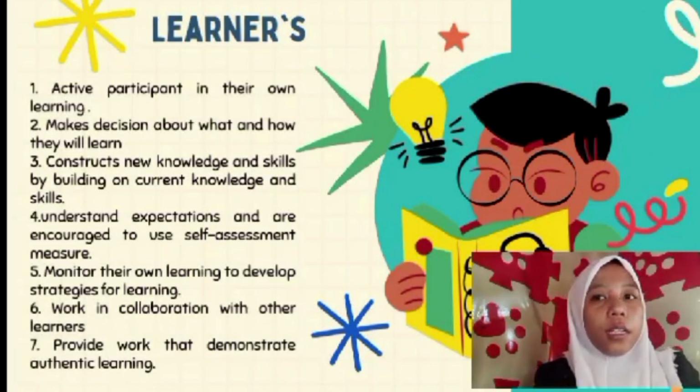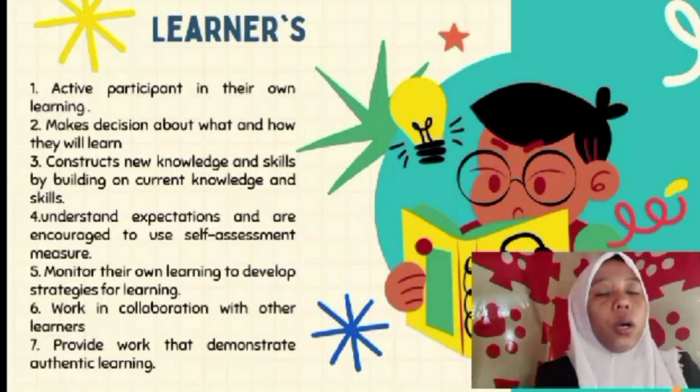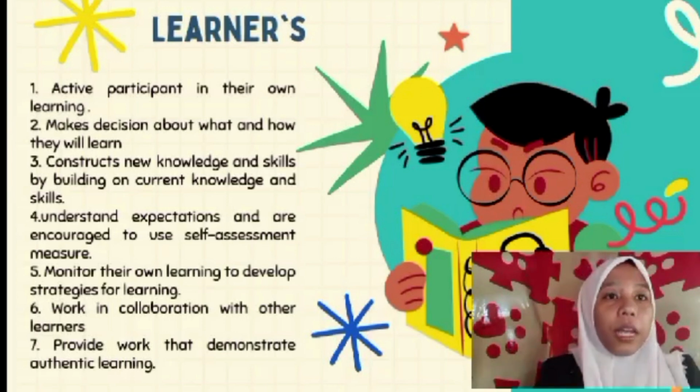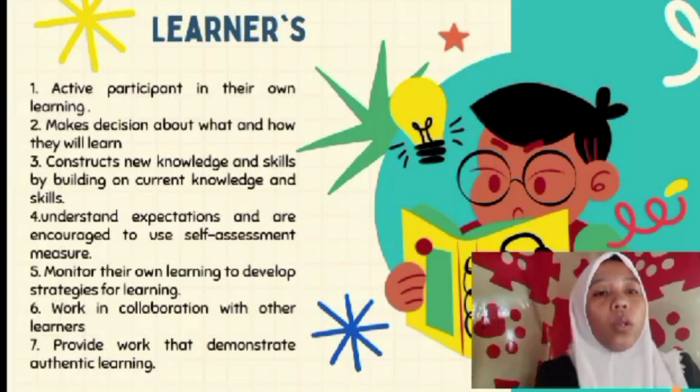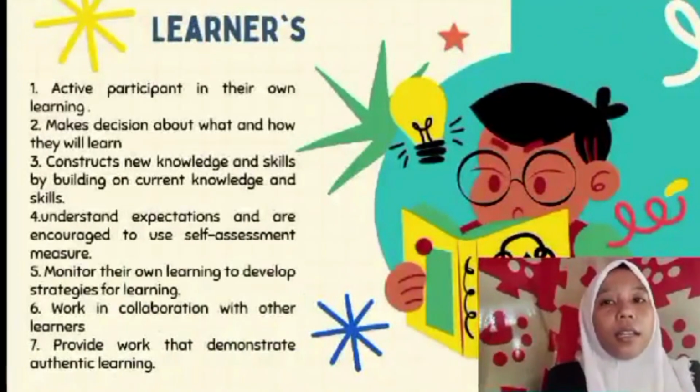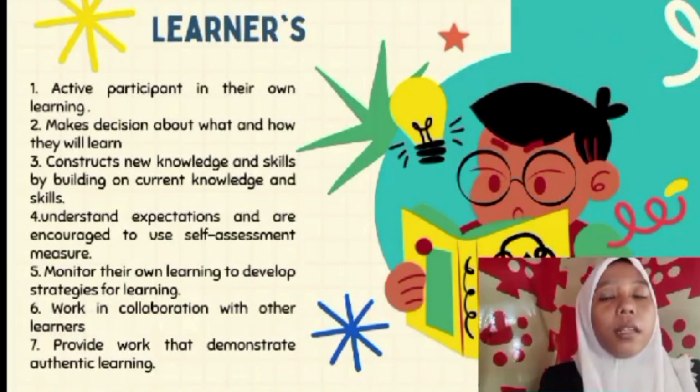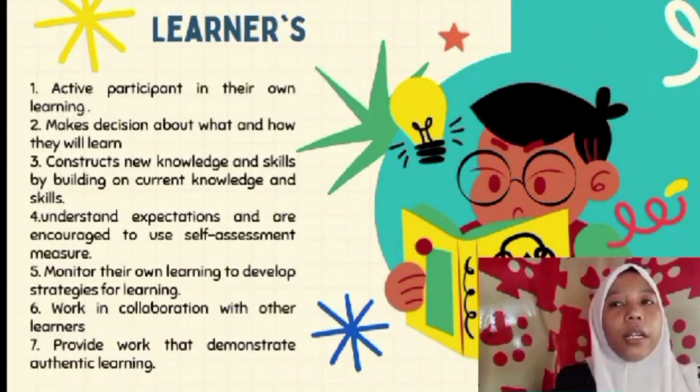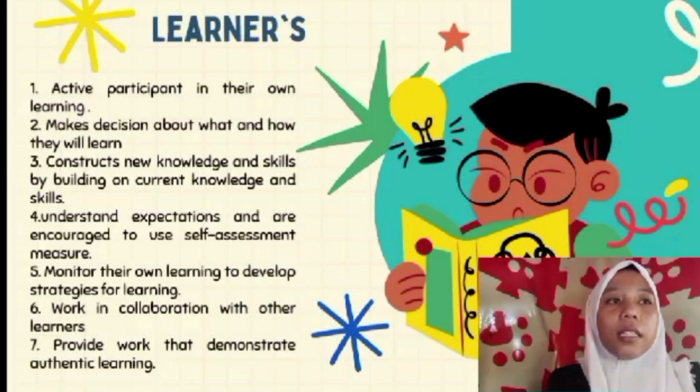Next, we proceed to the learner. Number 1 is active participant in their own learning. In student-centered learning, they need to be active participants in their own learning. Second is make decisions about what and how they will learn. In student-centered learning, they need to make a decision about what and how they will learn.